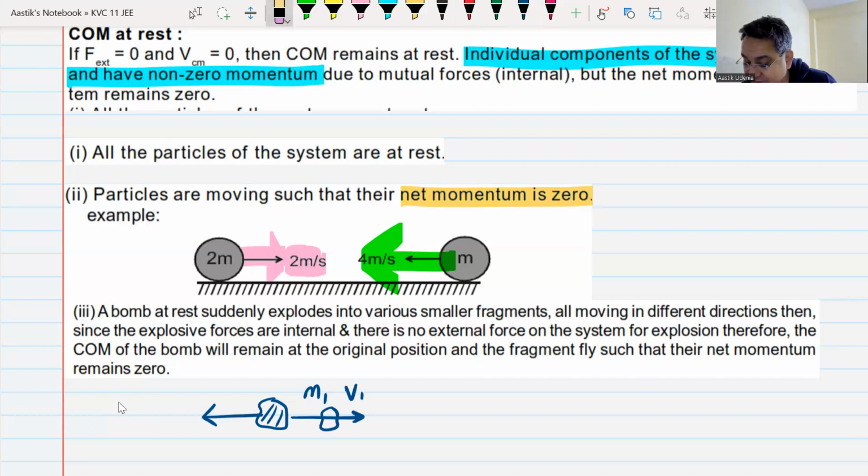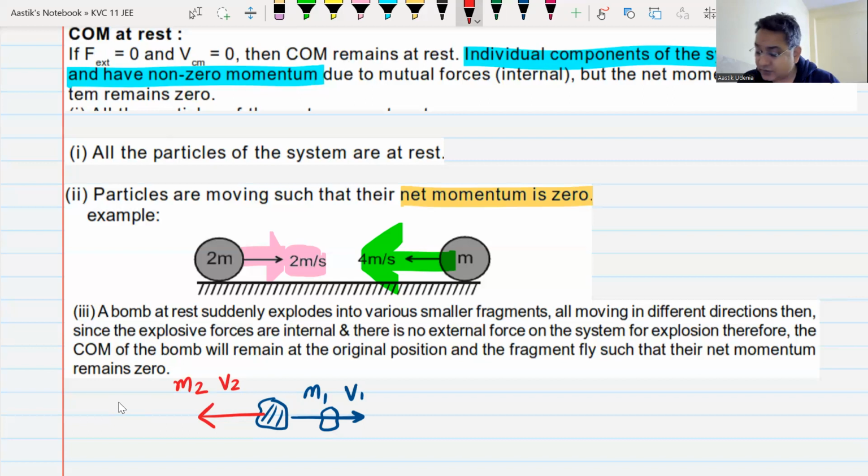Let me draw it with a different color. It explodes into two halves. One half moves forward, the other half has to move backward, and they will move in such a way that the total momentum of the system is still 0 because there is no external force acting on the bomb. If the momentum of one particle is here like this, the momentum of the second particle will be in the opposite direction with the same value. Do we understand this? So this is the case.